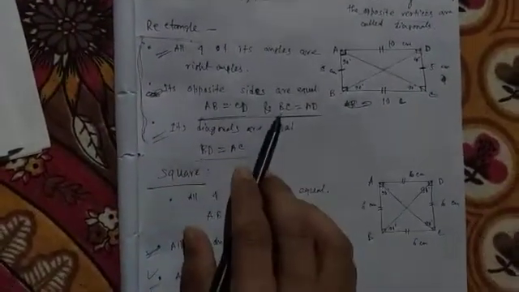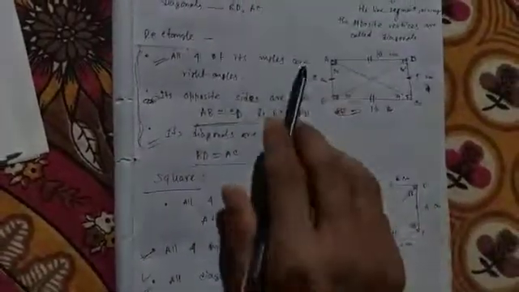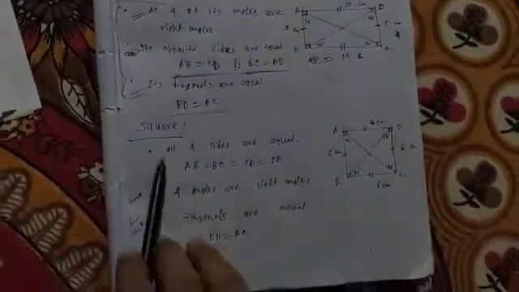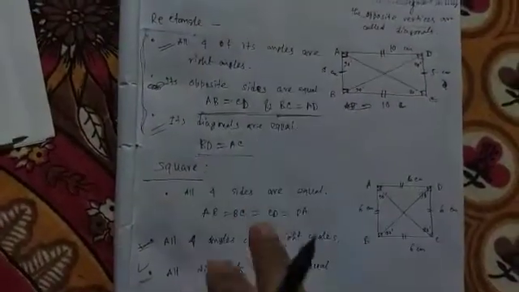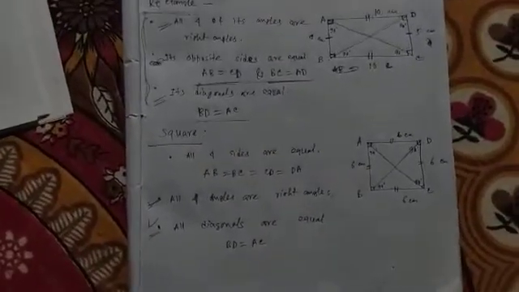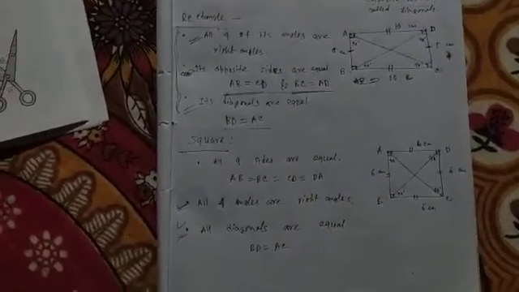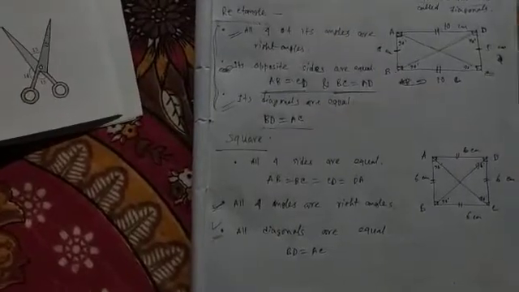But what is the difference between rectangle and square? For a rectangle, opposite sides are equal, but not all sides. But for a square, all sides are equal. Clear? So square and rectangle both are quadrilaterals, but these are actually special types of quadrilaterals. Understood? So I hope you have understood all the topics.